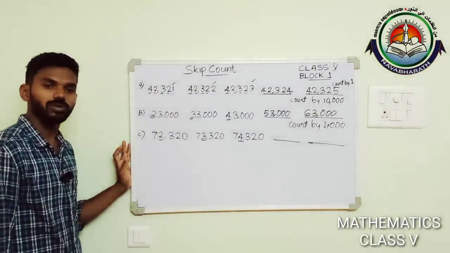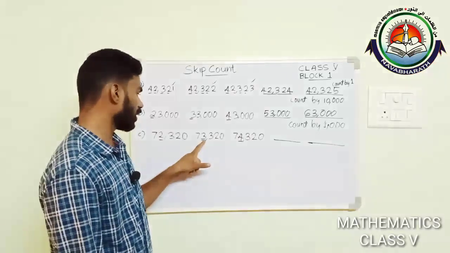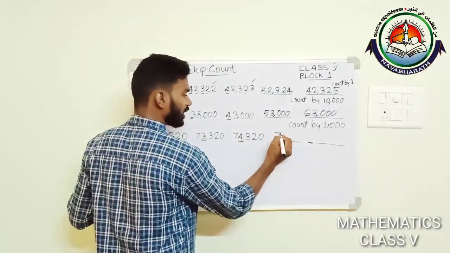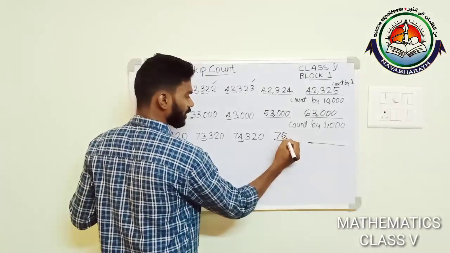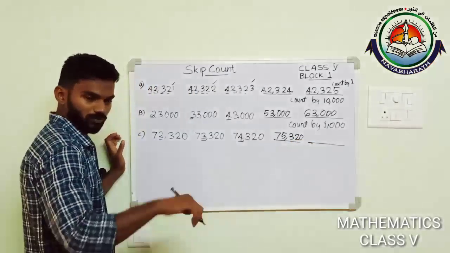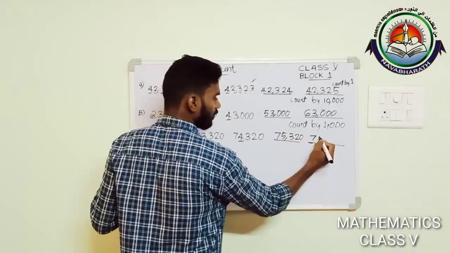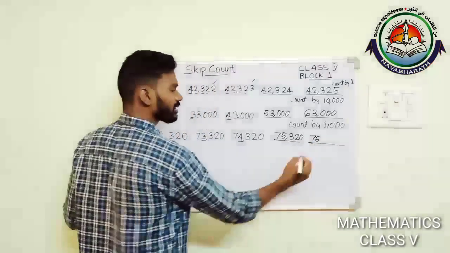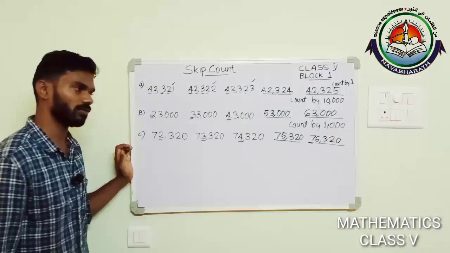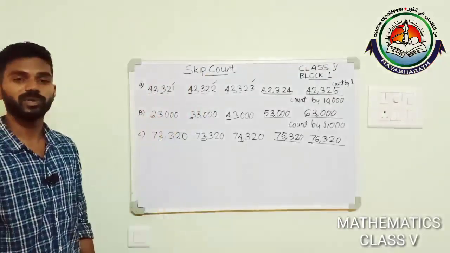Clear? So how can you write the remaining two numbers? By increasing the thousands place one by one. So what would be the next? 7 instead of 4, 5. 75,320. What would be next? Instead of 5, it is 6. 76,320. No change for other digits. It's clear. This is how skip count can be done.